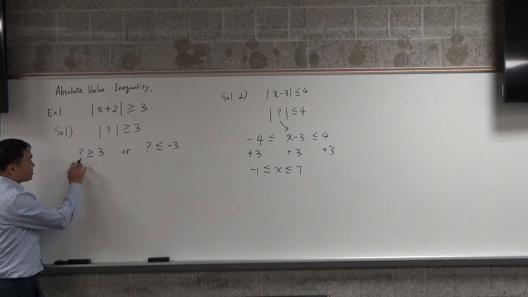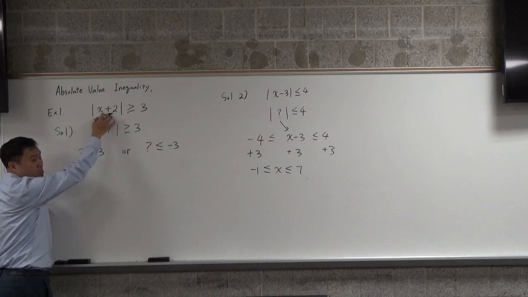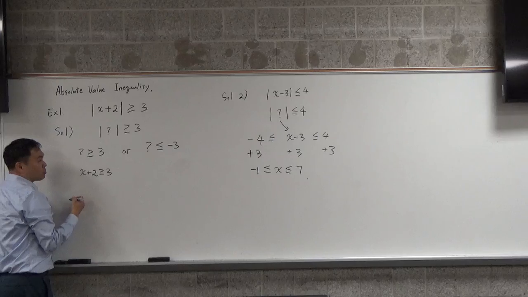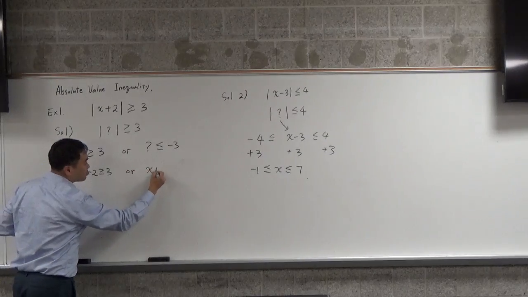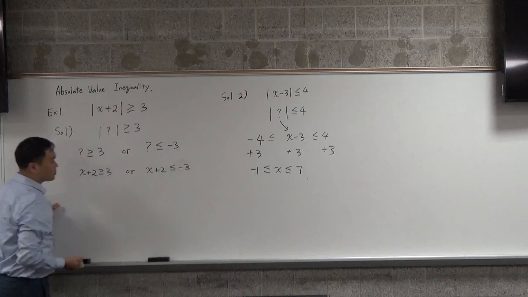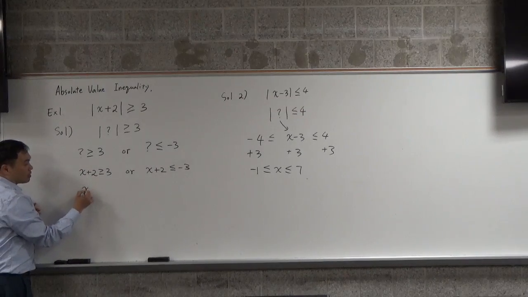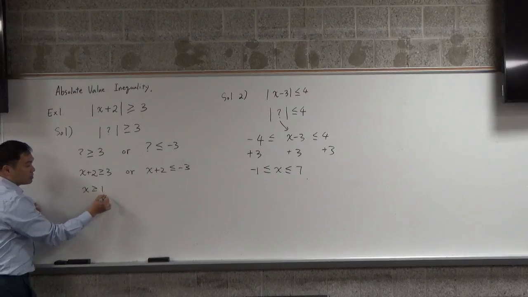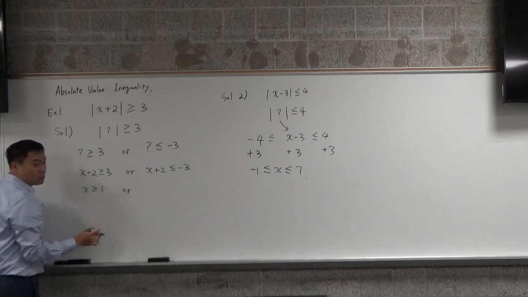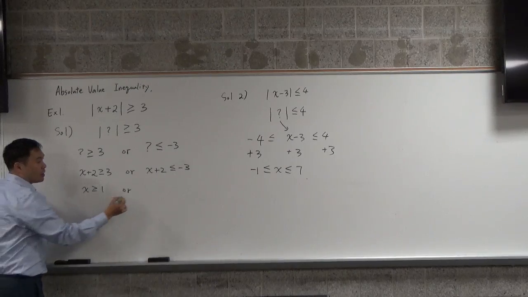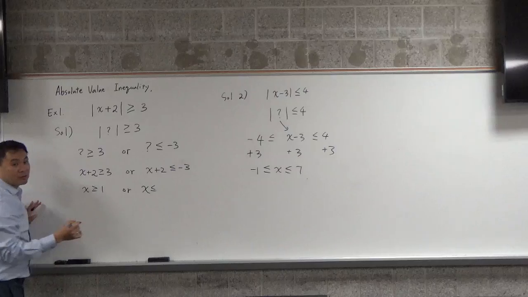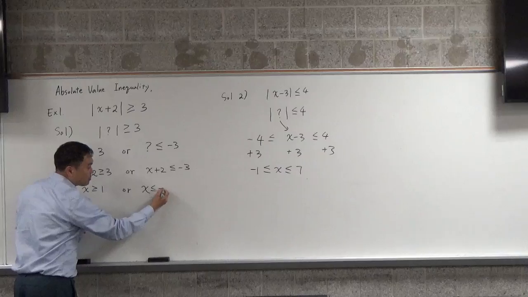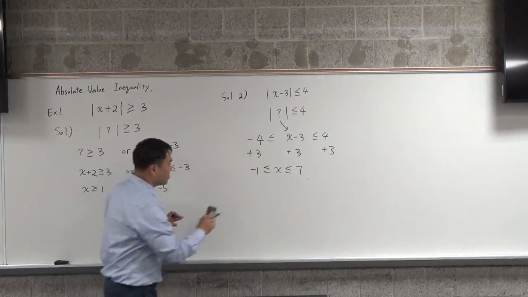And now you replace this something by x plus 2. That's what it was, right? So you can say x plus 2 should be greater or equal to 3, or x plus 2 is less or equal to -3. Let's solve this separately. If you subtract 2, what do you get? x greater or equal to 1. Or if you subtract 2, you get x less or equal to? What's -3 minus 2? -5, yes. Okay, so that's the solution.